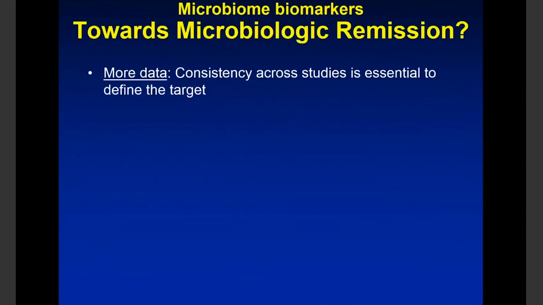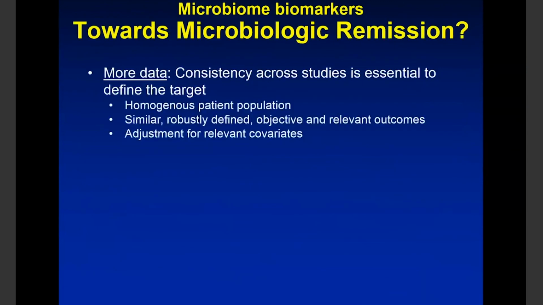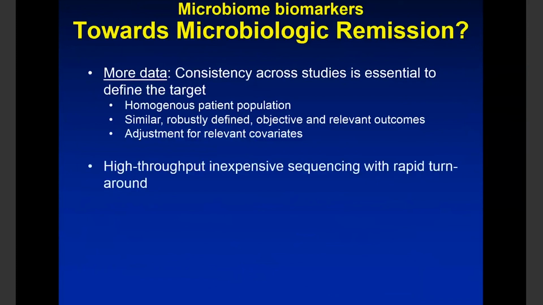So what do we need more of towards developing these microbiome biomarkers? We need more data. And for that, there needs to be consistency across studies to define the target. For this, there need to be homogeneous patient populations, similar, robustly defined, objective and relevant outcomes that are consistent across studies that will let us pick the species or strains that are of most relevance, and adjustment for relevant covariates uniformly across studies.